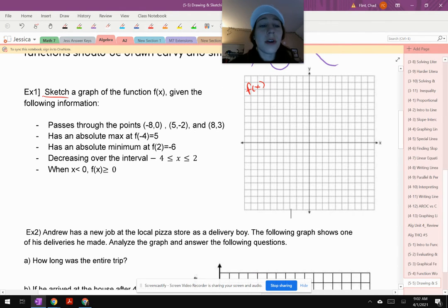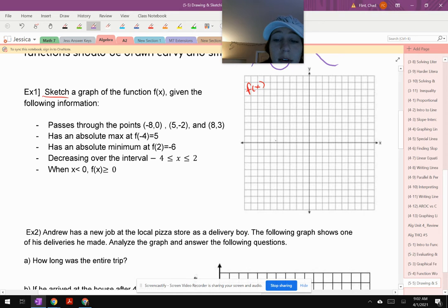Okay, so example 1 here, we are sketching a graph of the following function f of x, and you can see that I've already labeled my graph with f of x, given this following information. Some of this information, we're going to need to remember stuff from previous lessons to make sure we know what they are. The first piece of information it tells me is that this graph is going to pass through the following 3 points. So we're going to plot those.